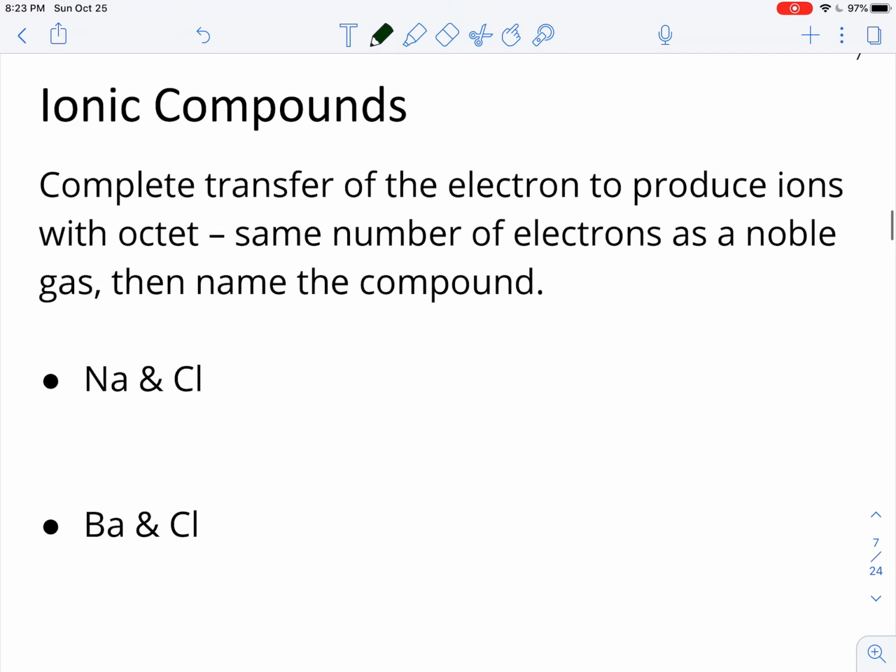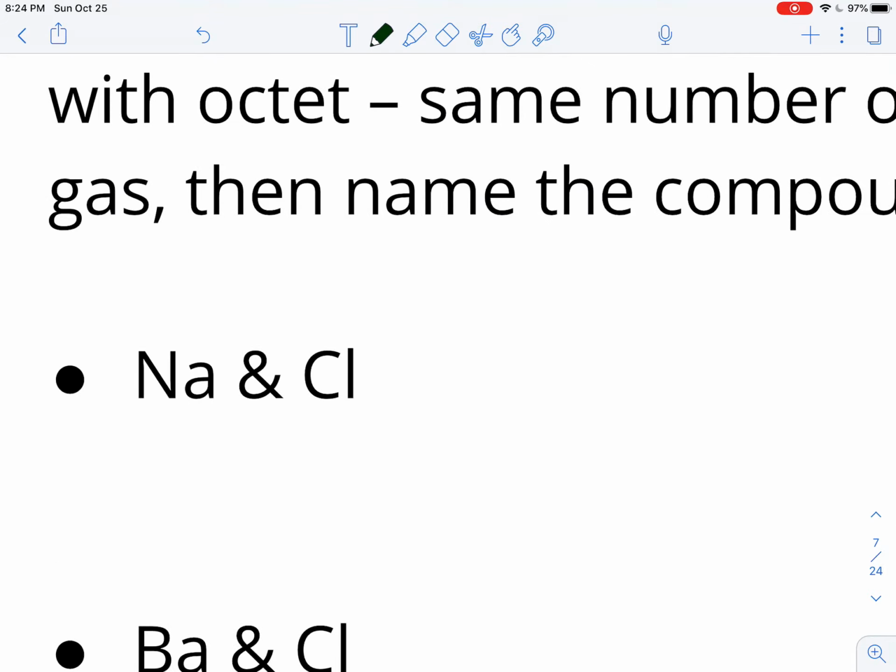All right, so ionic compounds. Remember, this is a transfer of electrons to produce ions with an octet. And again, an octet just means 8, so we're looking for 8 valence electrons like a noble gas. All right, so what we're going to do is draw the valence electrons first. So I'm going to go over to sodium.